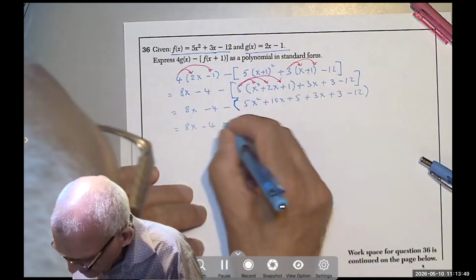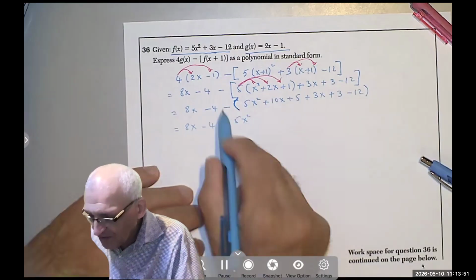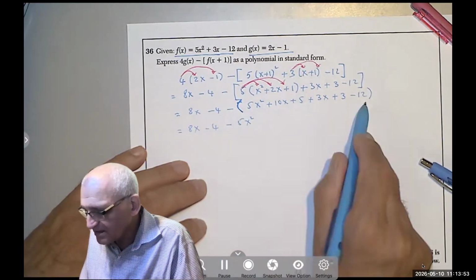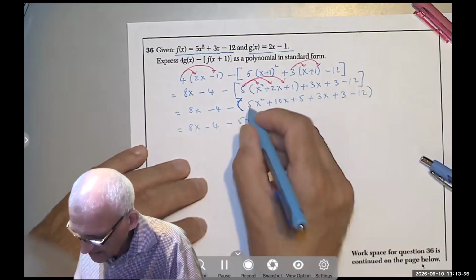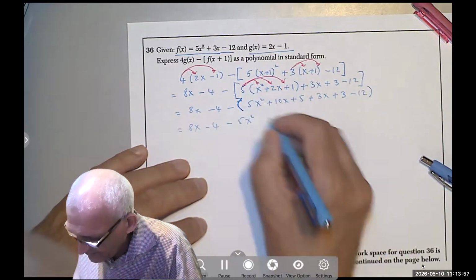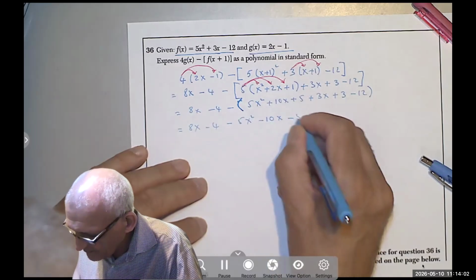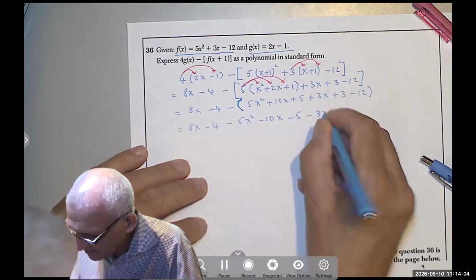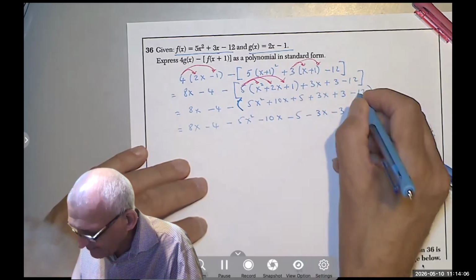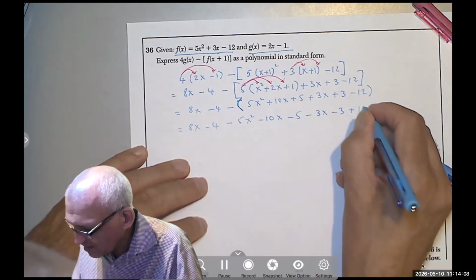So I get minus 5x squared. Meaning, when you have a negative, all you have to do is look at the signs and change them. Like this is 5, you make it negative 5. Plus 10, you make it minus 10. Plus 5, minus 5. Plus 3x, minus 3x. Plus 3, minus 3. Negative 12, positive 12.